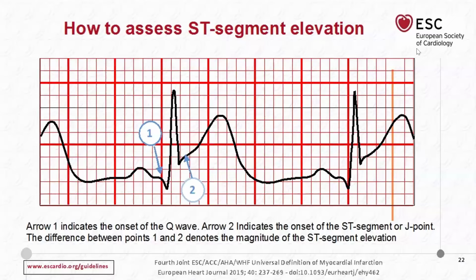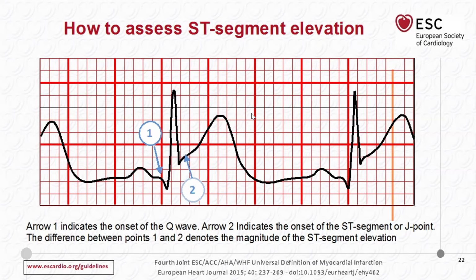So this helps to assess the ST segment elevation. Just look at the onset of the QRS, to the onset of the J point, and measure the amplitude or the magnitude of the elevation of the ST segment at the J point between point 1 and point 2. This gives you the amount of ST segment elevation.